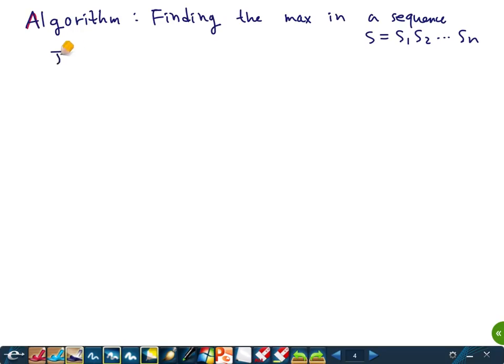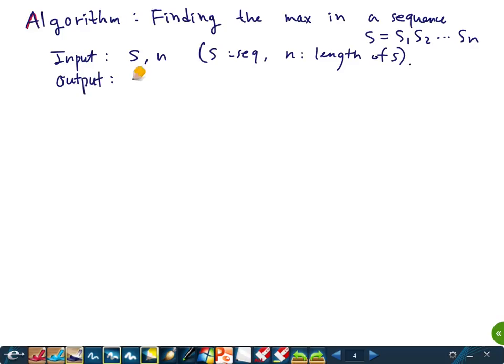So what is the input? Input is basically S and N. So S is a sequence. N is the length of S. Suppose the input is given like this. Then the output will be, we want to find the maximum element. Let's say large. Then max. Now I'm going to write down the pseudocode.